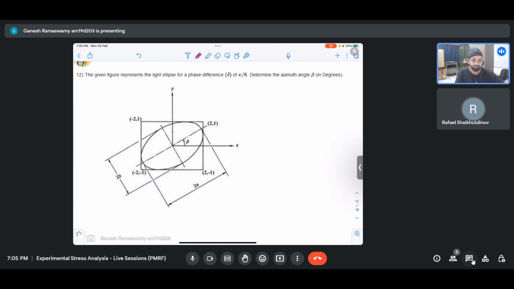So the given figure represents the light ellipse for a phase difference delta equal to pi by 6. So the relative retardation introduced is pi by 6. Delta is pi by 6. So determine the azimuth angle beta of the light ellipse, this angle beta.